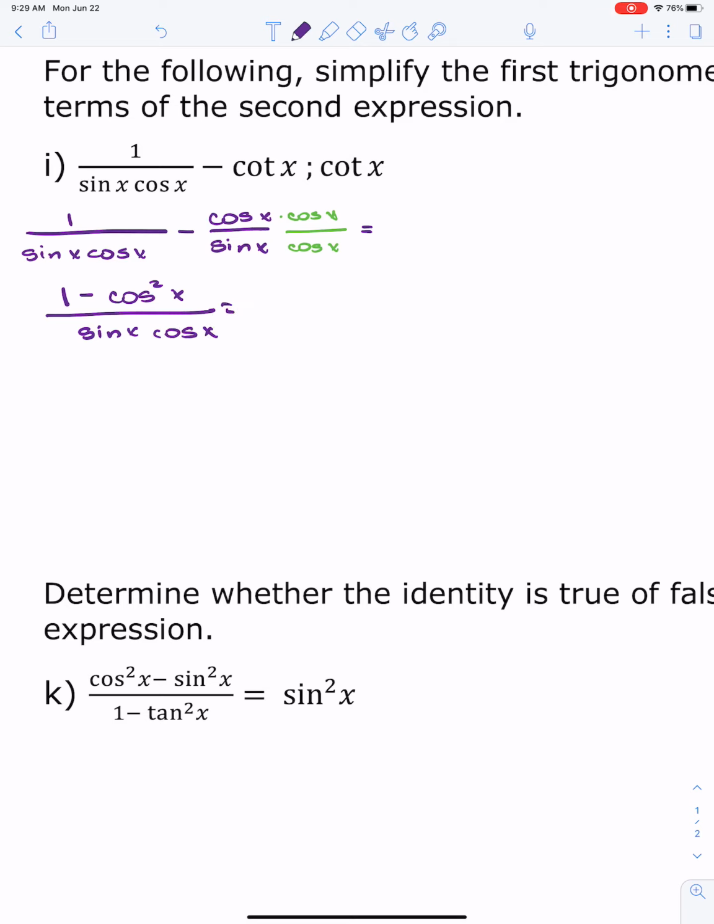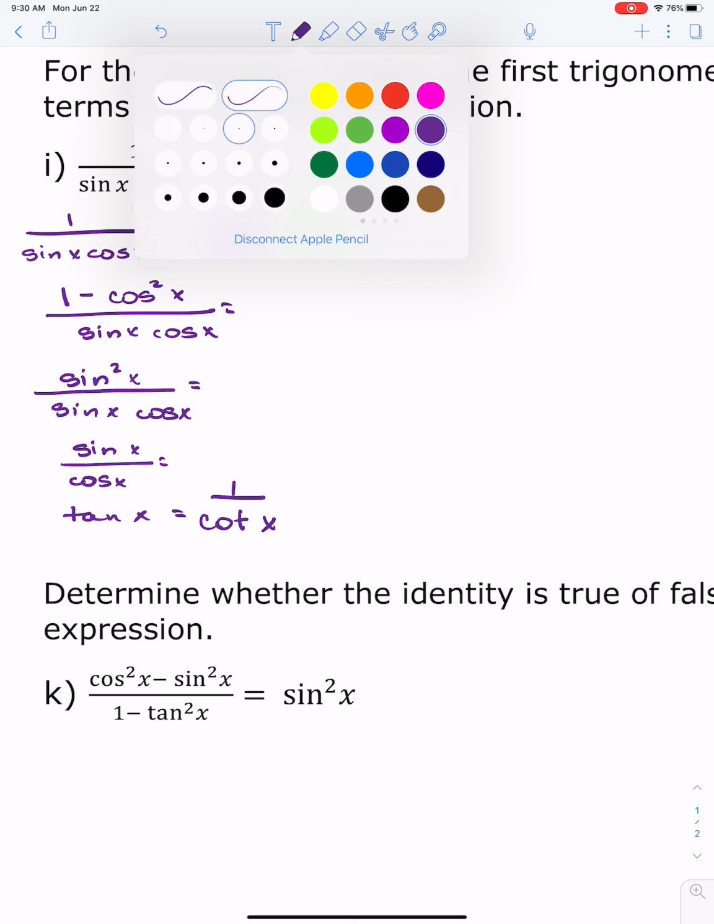1 minus cosine squared x I can rewrite as sine squared x. I can cancel one of the sine x's. I get sine x over cosine x, which is tangent, which is 1 over cotangent. Keep in mind we were asked to write this expression in terms of cotangent, and so that's what we need.